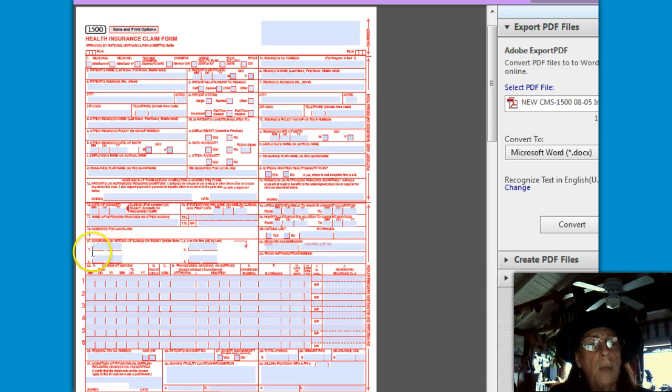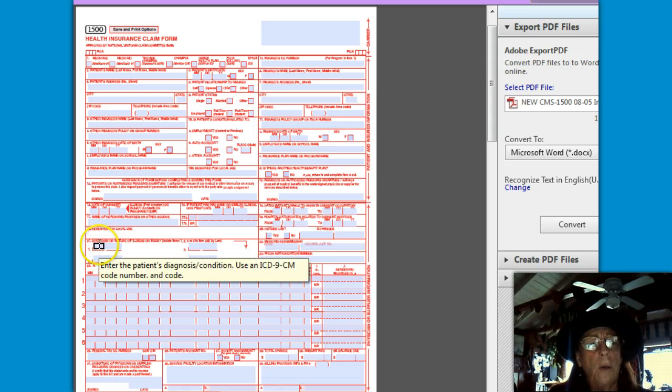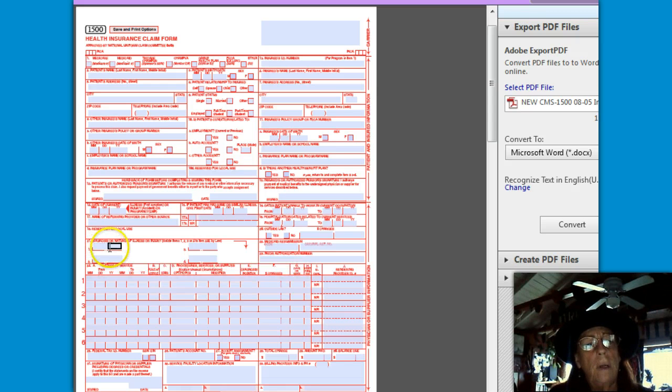Drop down then to block 21. And this gives us information on our diagnostic codes. So we're going to type in our ICD-9 code here. When we talk about ICD-9 codes, for instance, diabetes would be a 250.00. We don't type in the dot because the dot's already on the form. So you would type 250 and then come over here and type in the 00. So there's 4 spaces for diagnoses.